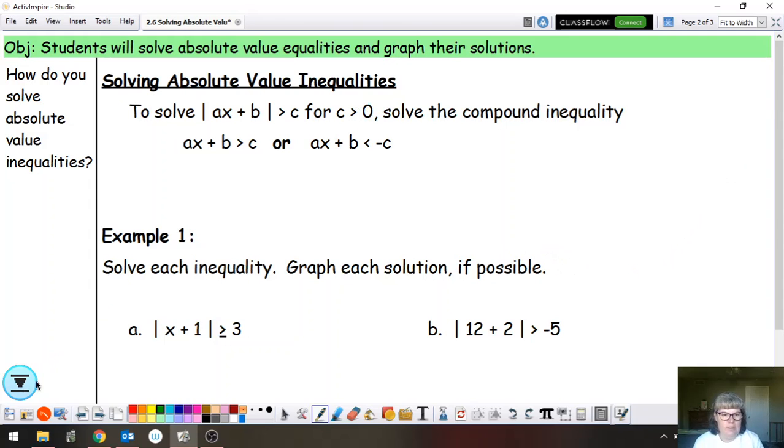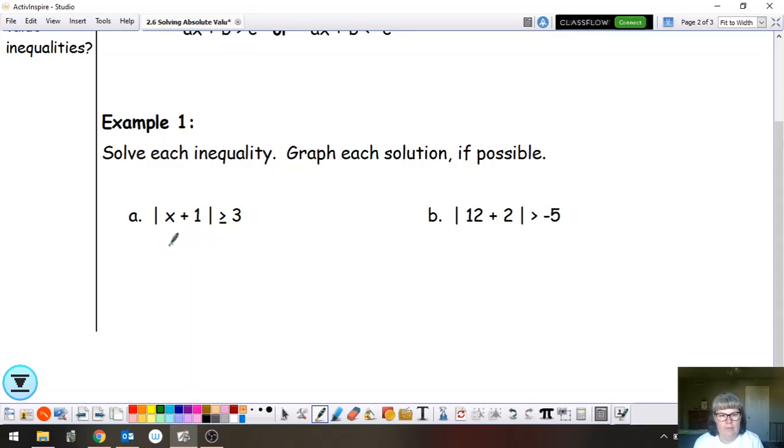So when we solve this, I need to write that x plus 1 is greater than or equal to 3, or x plus 1, meaning the distance that x plus 1 represents, will be less than negative 3. And I need to solve each inequality separately. So I'm going to subtract 1, and I will find that x is greater than or equal to 2, or when I subtract 1, x will be less than or equal to negative 4.